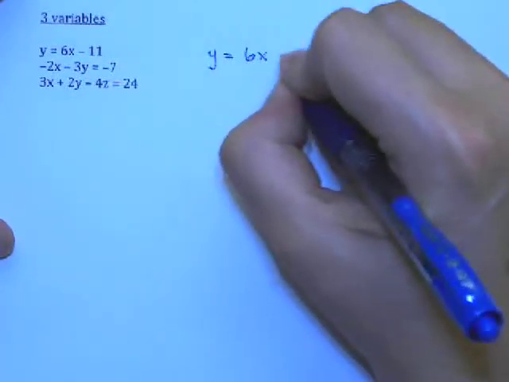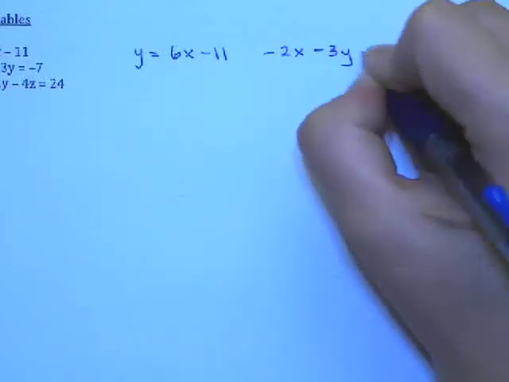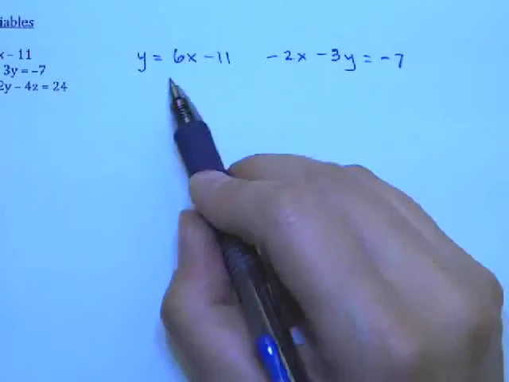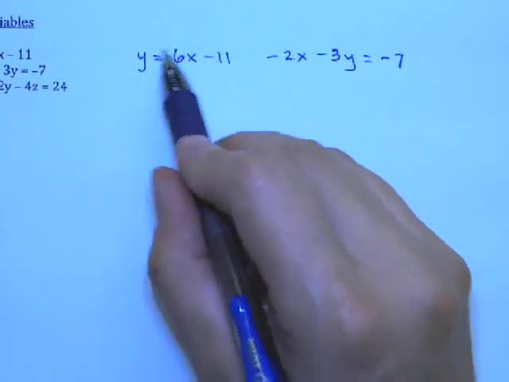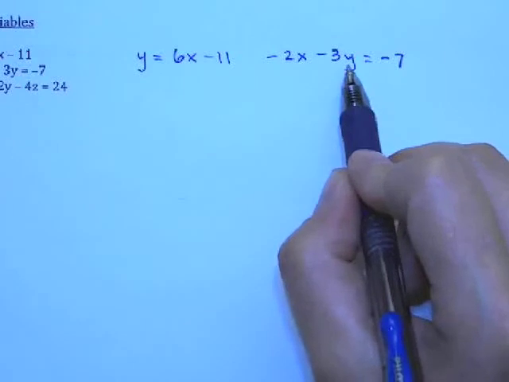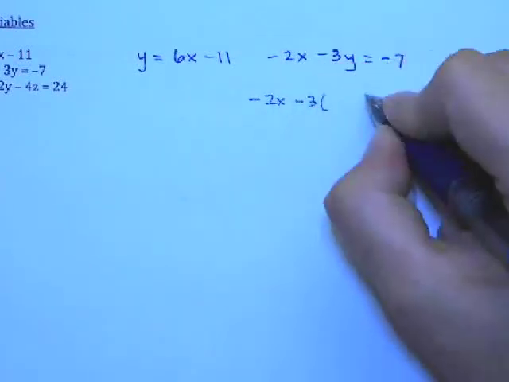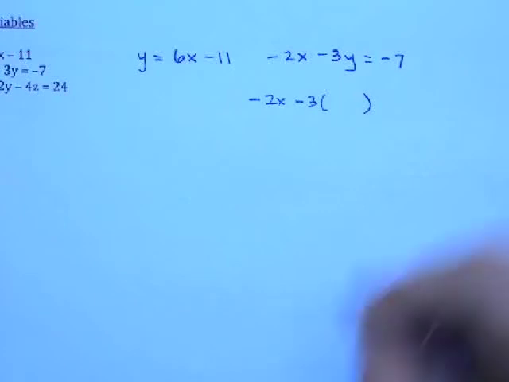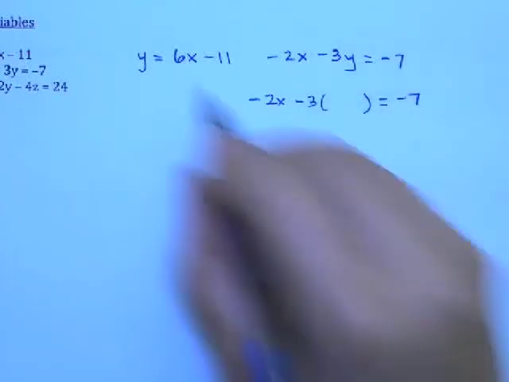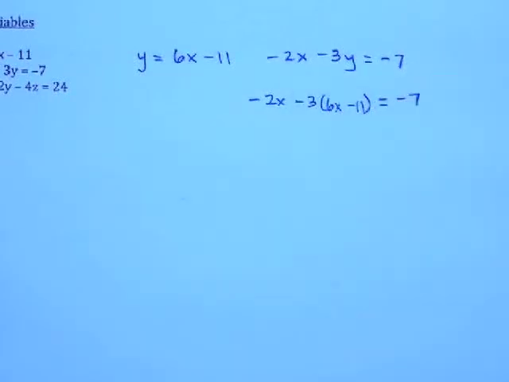y equals 6x minus 11, and negative 2x minus 3y equals negative 7. Okay, I see that the best method for solving here is going to be the substitution method, because I can take what y equals right here, and I can plug it in for y in the other equation. Okay, so let's do that now. Negative 2x minus 3, and then instead of y, I'm going to put some parentheses where I'm going to plug this stuff in, equals negative 7. So I'm going to do my substitution, and I'm going to substitute this in, 6x minus 11.